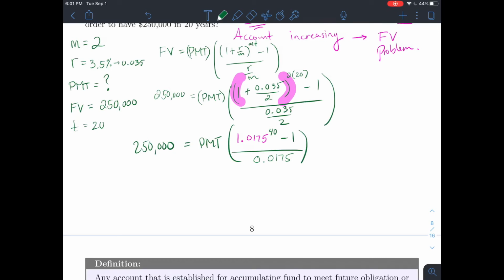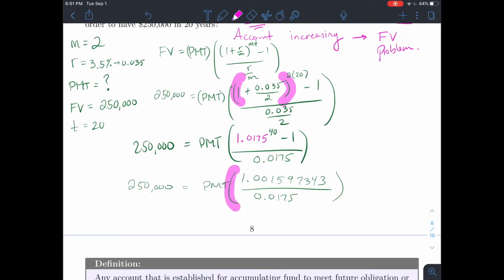Alright, so now let's simplify that numerator. 1.0175 raised to the 40, if we punch that into our calculator, we're going to get 2.0015973343, but subtract 1 because we have this minus 1 right here. So let's simplify that completely, and that should give us 1.001597343. That's going to be divided by, we didn't touch this denominator, 0.0175, times PMT, and then 250K.